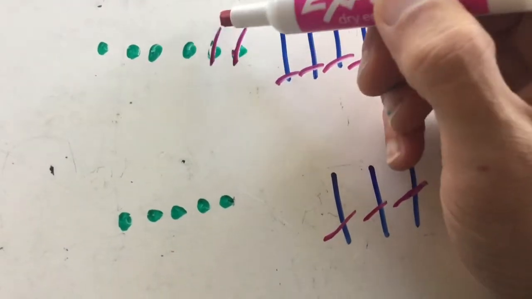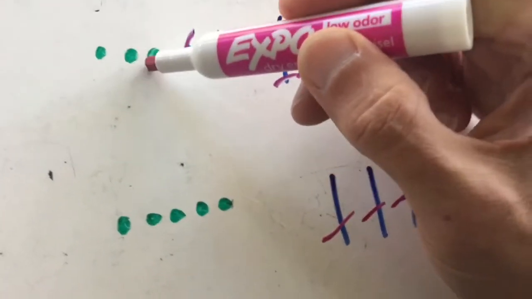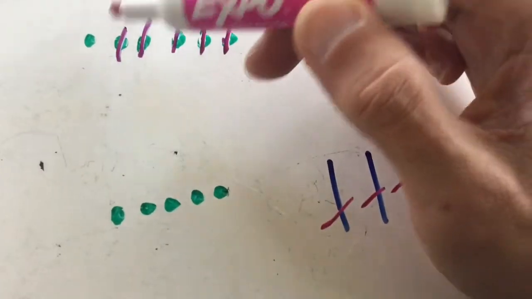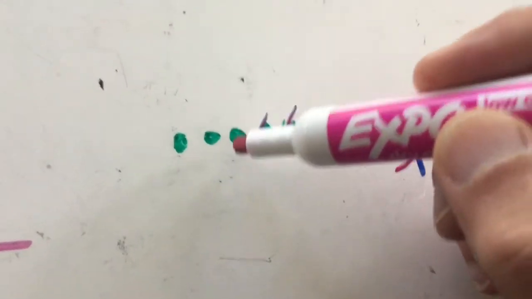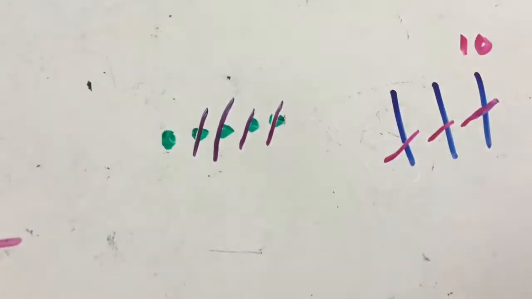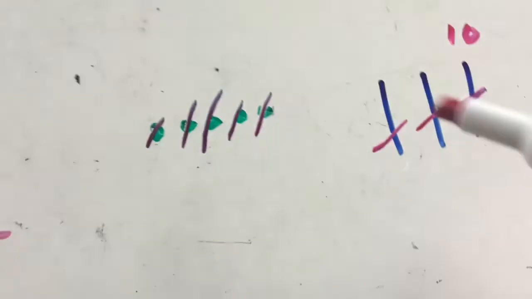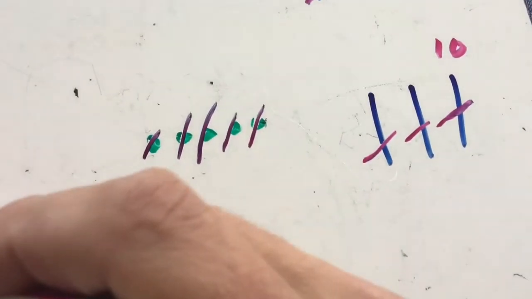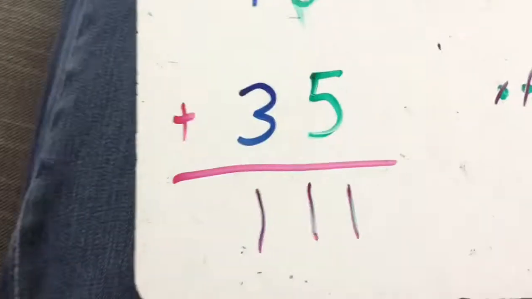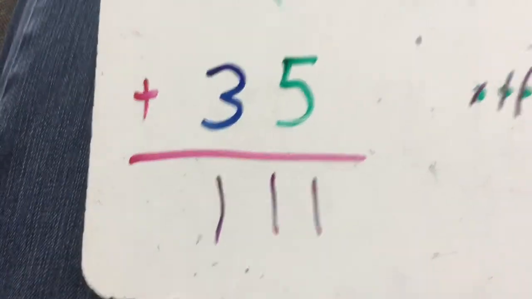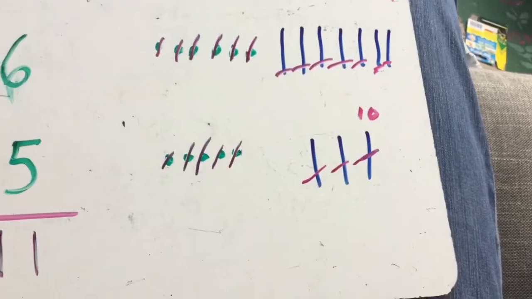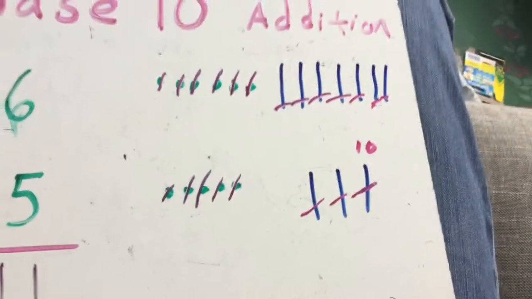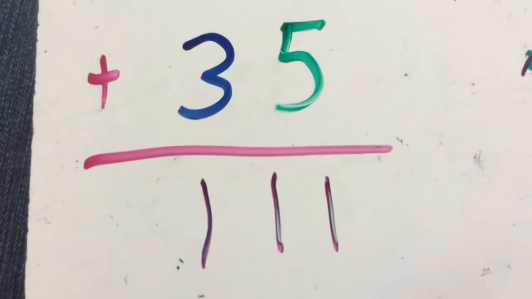101, 102, 103, 104, 105, 106, not done yet. 107, 108, 109, 110, 111. So my answer is 111. There's one way to write it. That's 111, and that's 111. So I want to see both. I want to see your steps and the right answer.